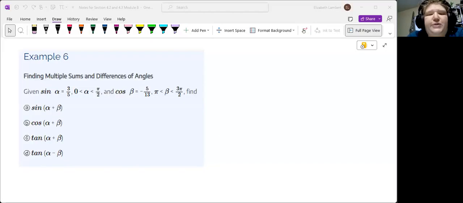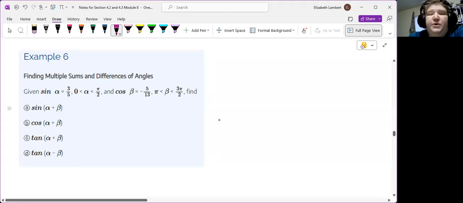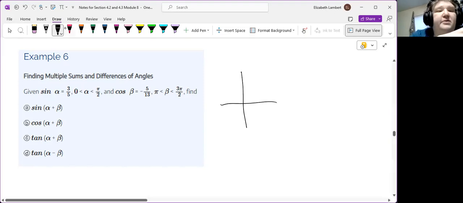All right, and part 3 of 4.2, using all those crazy sum and difference formulas. So this one, we're being given two setups for alpha and beta. We're told alpha is between 0 and pi over 2, so that's a quadrant 1 triangle. So let's start there.